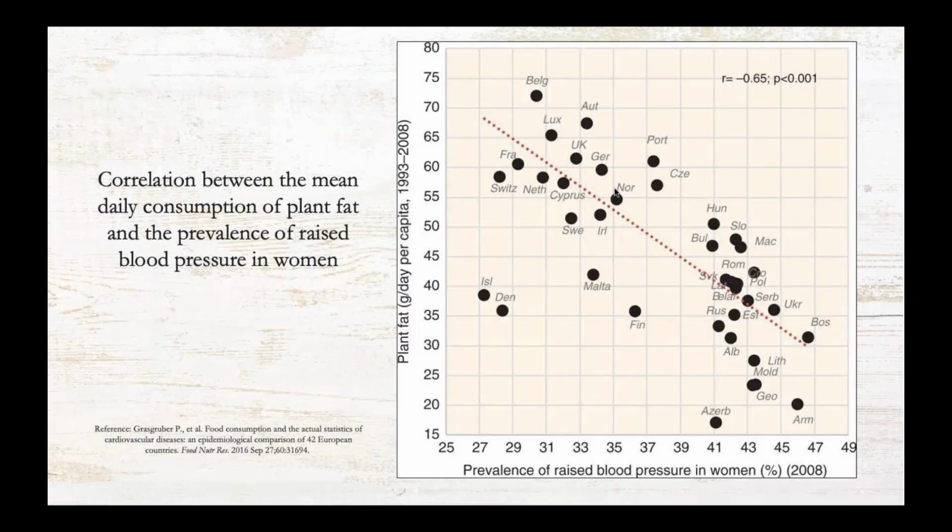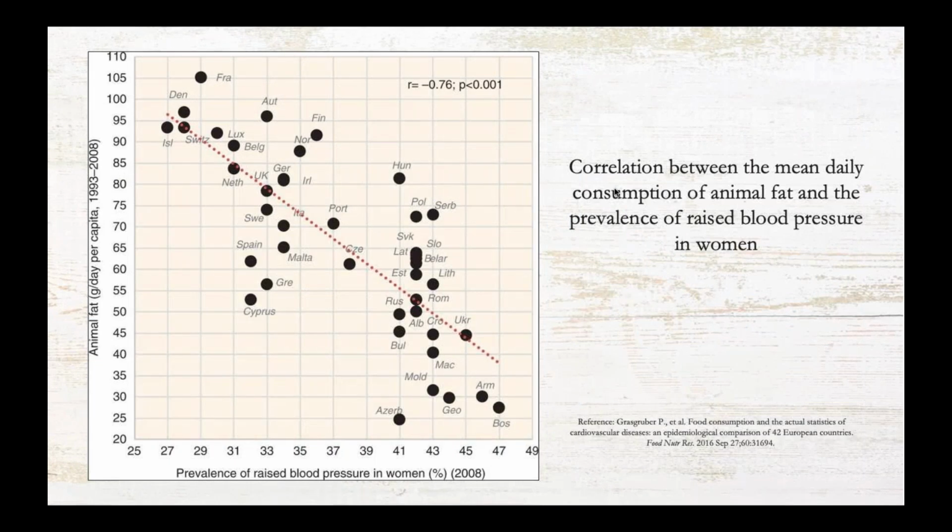And as I make my way through these slides, I just want everyone to understand that the PURE study and other studies that have started to vindicate saturated fat, whether it be from coconuts or from animal protein, are not new. These go back before the PURE study, to this Grasgruber paper from 2016. And you can see here's plant fat and prevalence of raised blood pressure. More plant fat in the diet, typically lower blood pressures in any population.